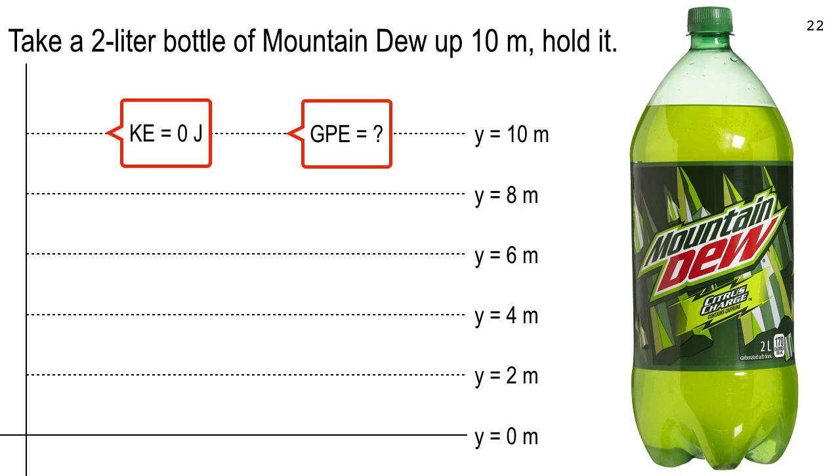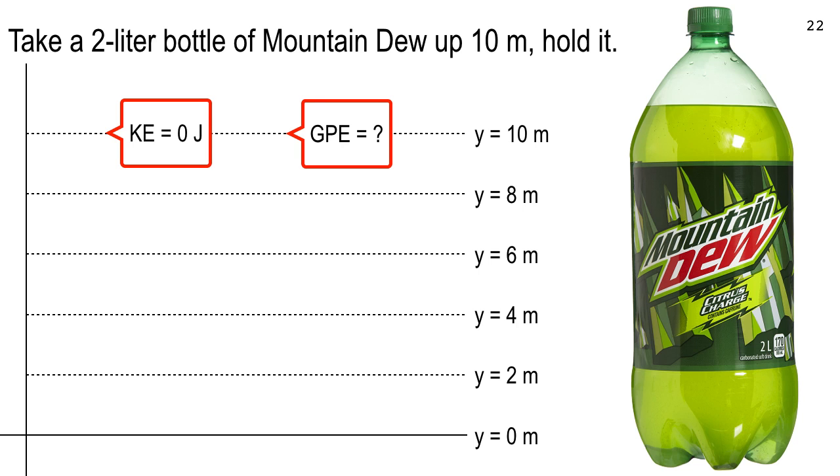You're holding it there out the window, and you're going to drop it down to your buddy, and hopefully he's going to catch it. It's got zero kinetic energy, since you're holding it. But how much potential energy does it have? In other words, how much kinetic energy will it get by the time it gets down to your buddy?